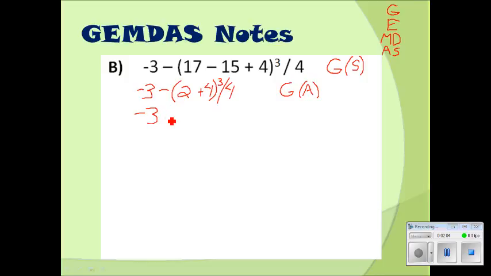So we have now negative 3 minus 2 plus 4, that's a 6. Notice how I keep these parentheses. That can help you avoid some errors. All divided by 4. Now, I'm done with my groups. There's only one number inside my parentheses, so that's just a number. Next, I need to look at exponents.